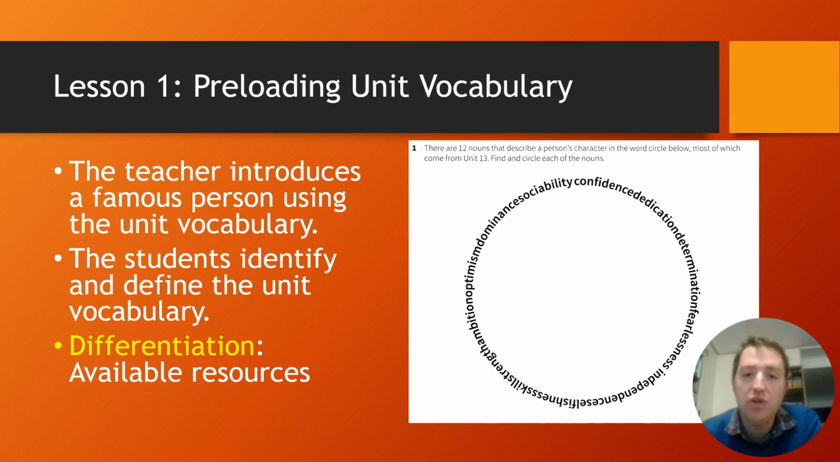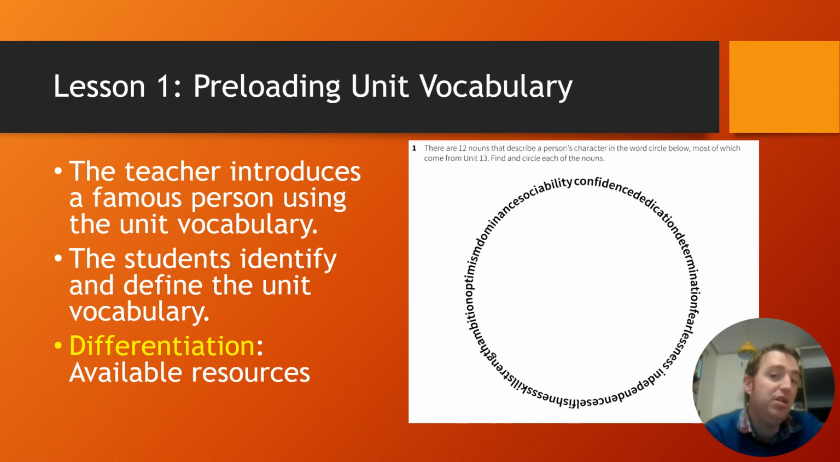To preload the unit vocabulary, what I would do is introduce a famous person that I admire using the vocabulary. I would not point out this is the unit vocabulary yet, but they would just hear it being used. And then you can see on this big white square here, this is a screenshot from our workbook.